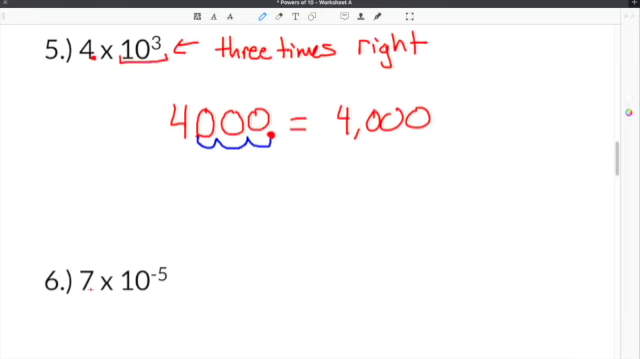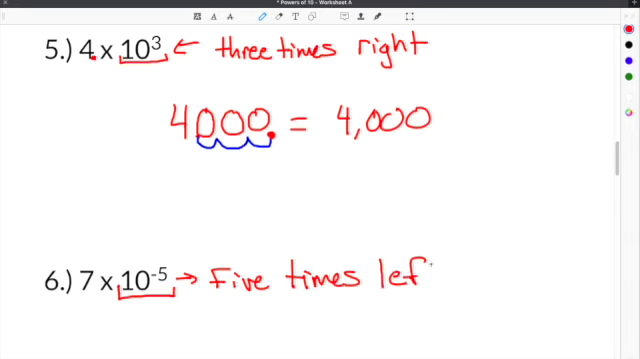Number 6 gives us 7 times 10 to the negative fifth. Now we know that this 10 to the negative fifth indicates that we're going to have to move the decimal. The 5 means we have to move it 5 times. And then because the 5 is negative, that means the decimal will move left. So we will move this decimal 5 times left.